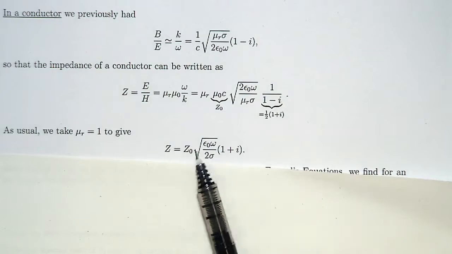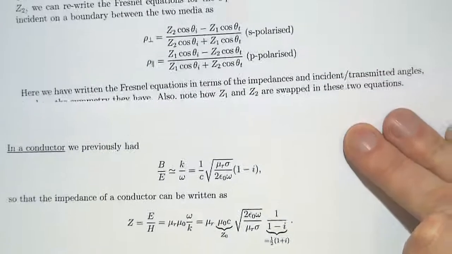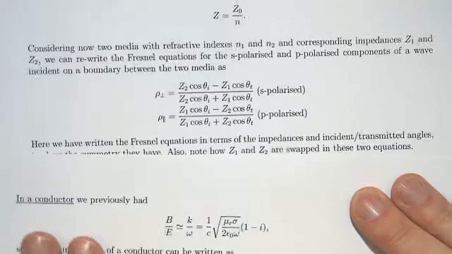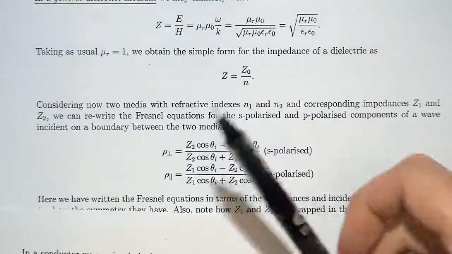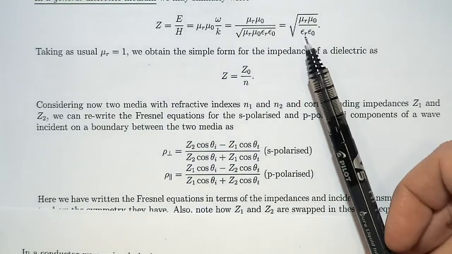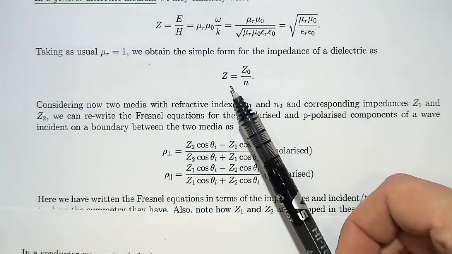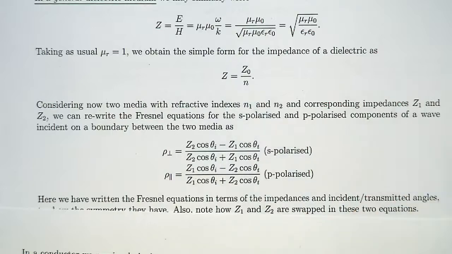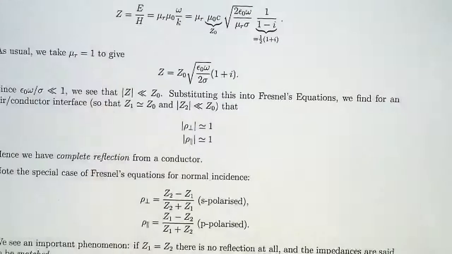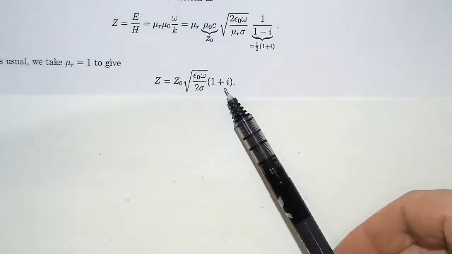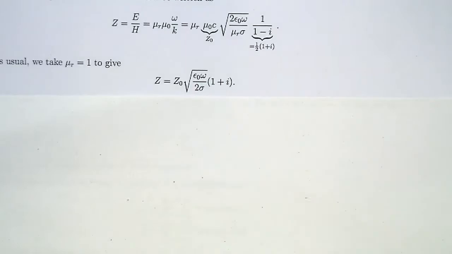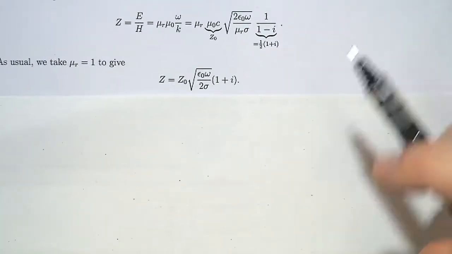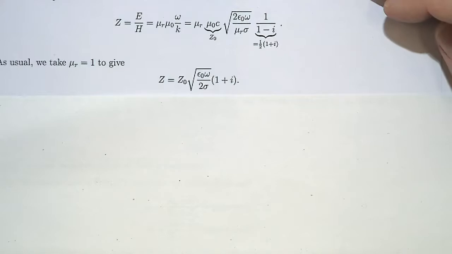So previously in a dielectric, you saw in the dielectric case above, we just draw that back down again. Where were we? It's up there. In this dielectric case, these are all real valued. So the impedance in a dielectric is also a real number. Whereas in a conductor, because we have this 1 plus i appearing, the impedance of a conductor is now a complex value. So of course, it's expressing the idea that we're getting absorption.